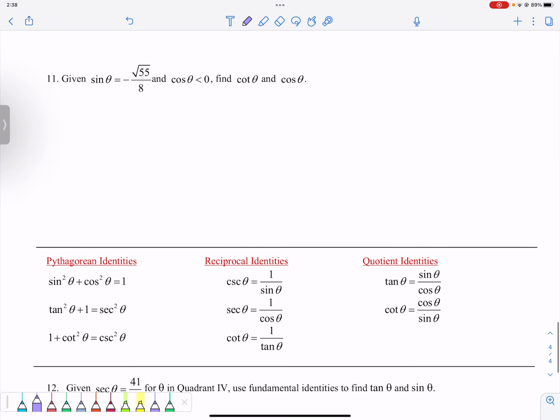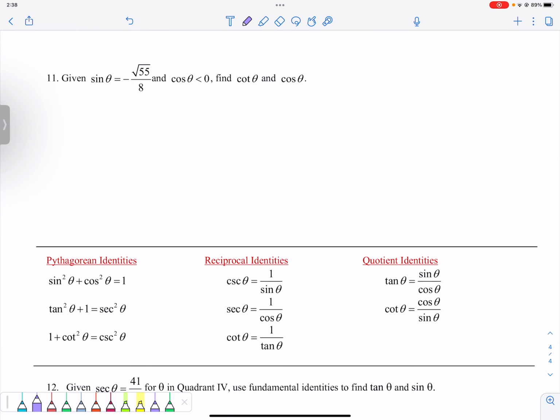Okay, looking at number 11, the sine of theta equals the opposite of the square root of 55 over 8. Now that's not something that we recognize, so we will have to do a little work, but that's okay. So we'll go ahead and have our sketch here, and we will have the y coordinate as the opposite of 55, and then we will have 8 here.